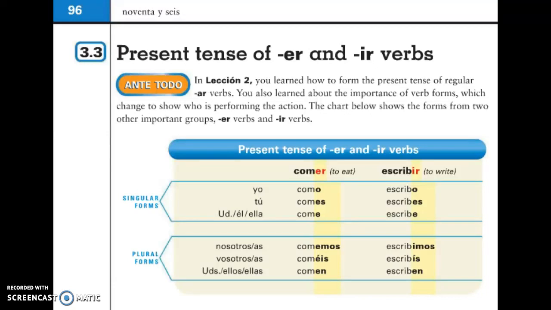Hola, chicas. Right now we are going to introduce the present tense ER and IR verbs.